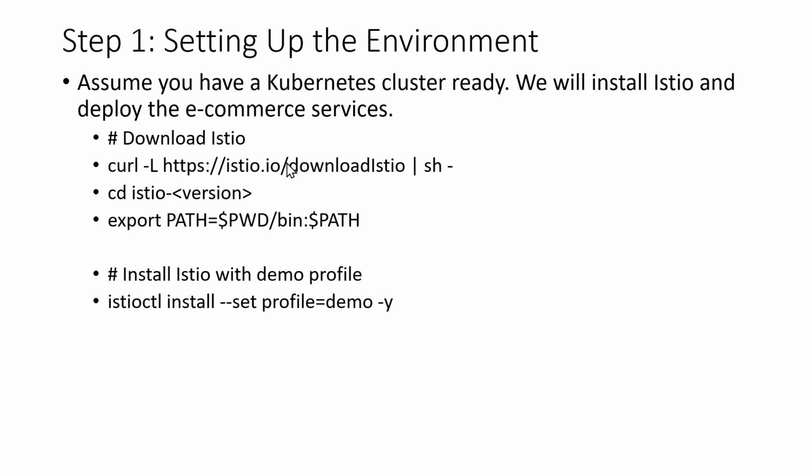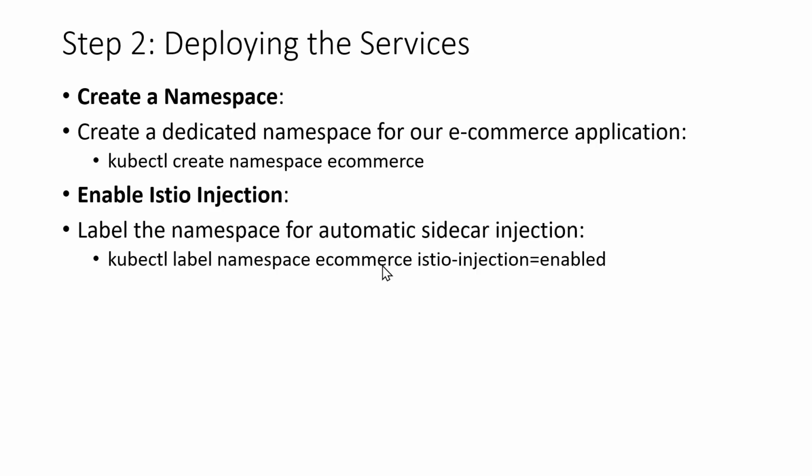So I just downloaded Istio and set the profile to demo. I will say yes. Next is to deploy the service. To deploy the service, I should have some namespace, or a folder, to separate different things. For Amazon, I should have a different namespace. I should have different namespaces for Flipkart, Myntra, Zomato, Swiggy, like that. So for all e-commerce things, I should have different namespaces.